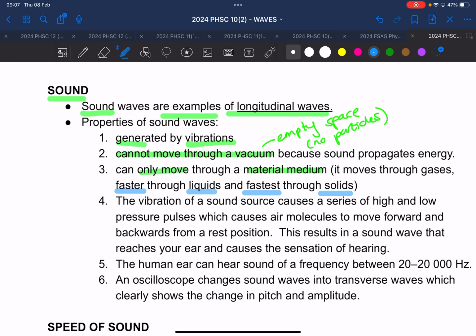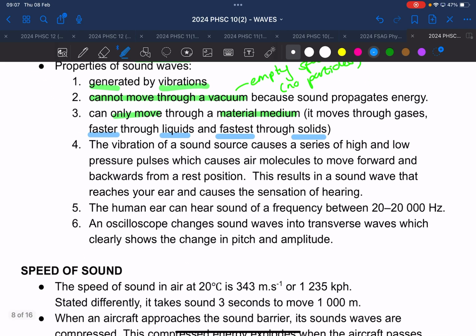Okay, then how does sound travel? There are pulses, the rarefactions and the compressions, and then it gets to your ear, and your ear translates it into hearing. The human ear can hear sound with a frequency between 20 and 20,000 hertz. Okay, so it is important for you to know this value. Your ear can hear from 20 to 20,000 hertz.